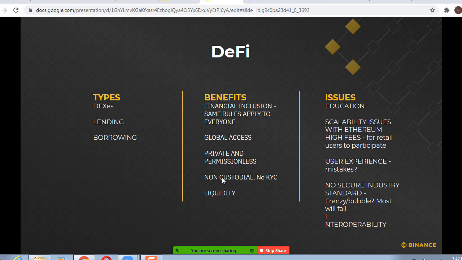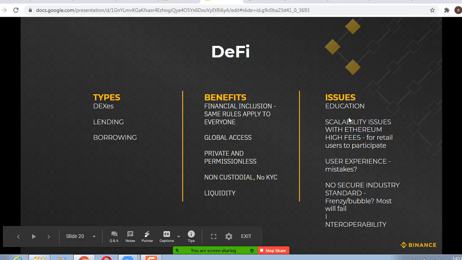Now, it is non-custodial. That means you don't need KYC. For those of you that just registered on Binance through my link, you need to do your KYC. KYC means know your customer, where they will ask you for your ID cards and some other personal details. You have to submit it. In the case of decentralized exchange, DeFi, you don't need to do your KYC. Now, liquidity: they have a whole lot of liquidity because so many persons from all over the world are participating. So the liquidity is much.